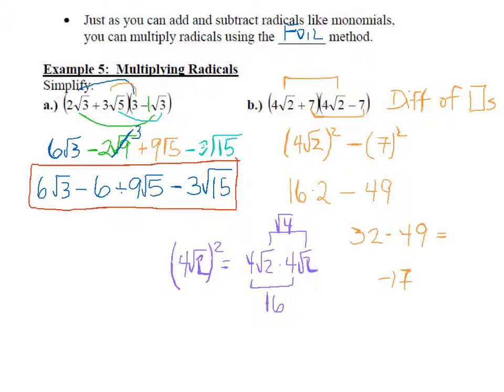The big thing you should notice when you multiply a difference of squares is you lose all of your radicals. So when you multiply a radical times itself, you lose all your radicals and you get just a whole number, and that's what we're going to be doing in the next example.